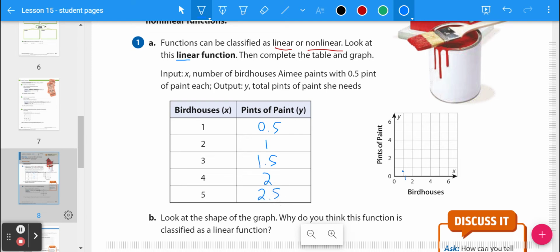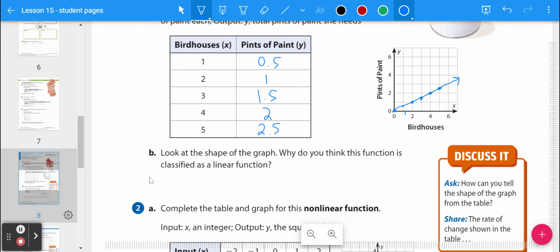You're adding a half a pint for every birdhouse, and so 2 is right on the 1 pint, 1.5 for 3. Sorry if my dots aren't perfect. 4 is 2 pints, 2.5 for 5, and so on. And you can see with 0 birdhouses, obviously it's going to be 0 pints. But if I graph that, look at that. If I connect the dots, what does it look like? If my dots are perfect, it's a straight line. Now it's a function because it passes the vertical line test, but it's a straight line, so that is linear.